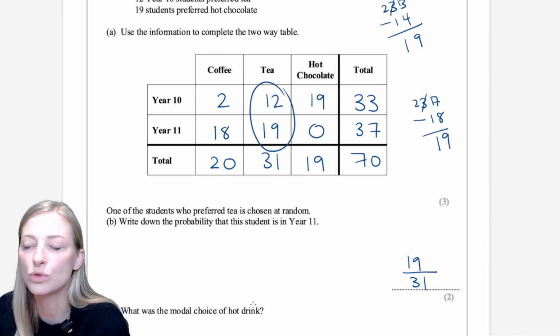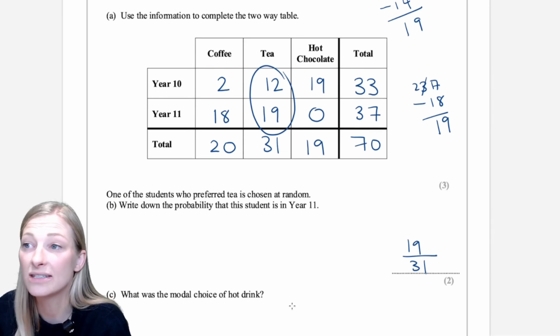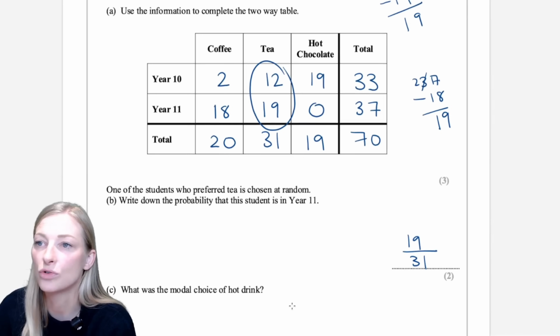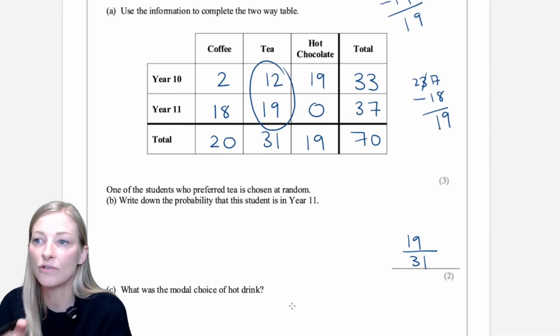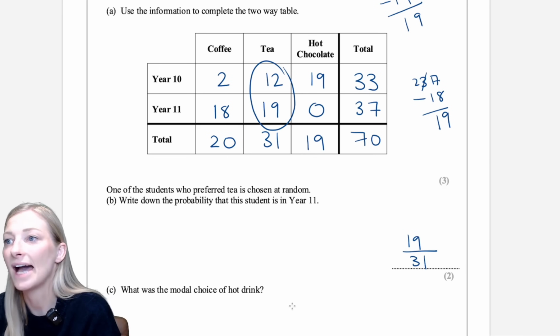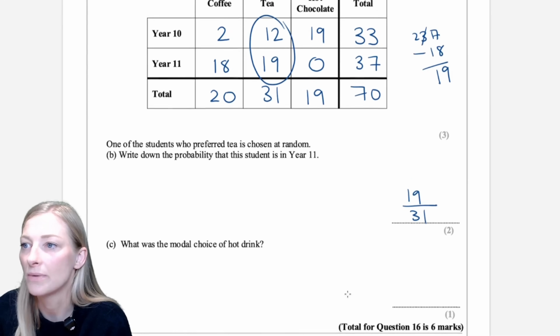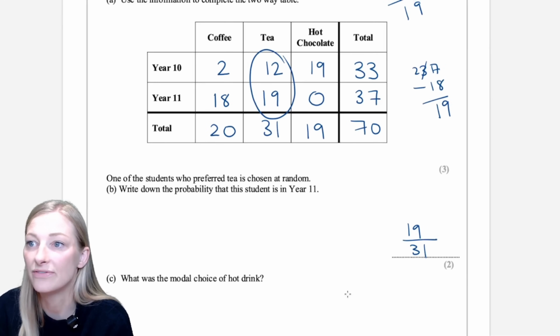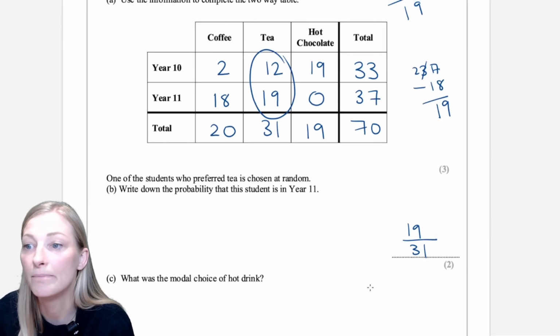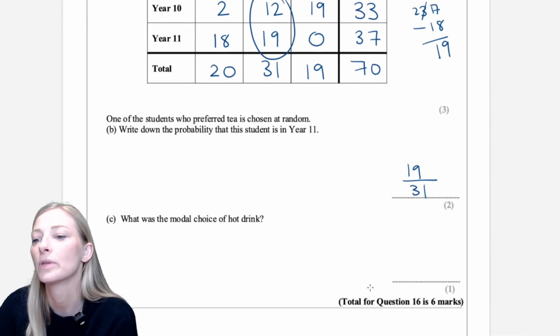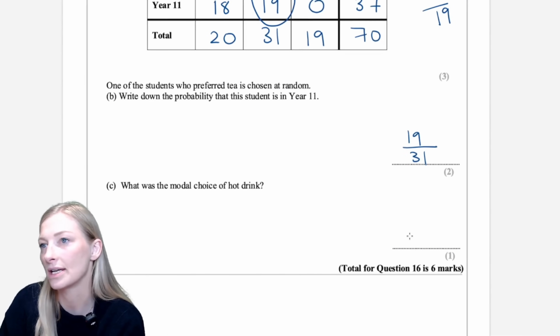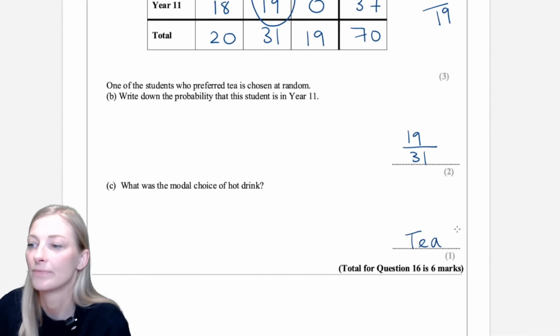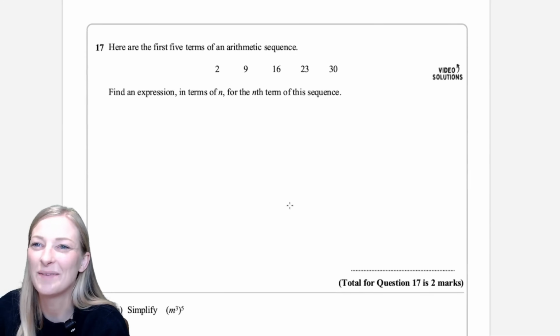What was the modal choice of hot drink? So the mode is the most common. Looking at all the hot drinks, 20 students said coffee, 31 said tea, and 19 said hot chocolate. So it's going to be 31, the frequency for tea, that leads us to our mode, the most common. So the most common choice of hot drink is going to be tea. There we go.